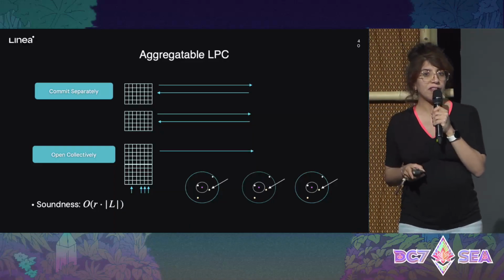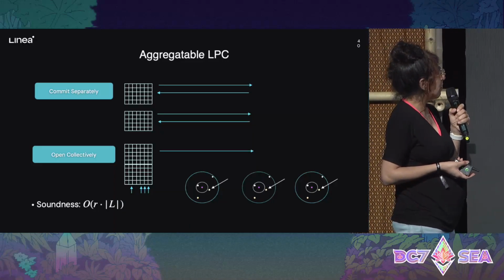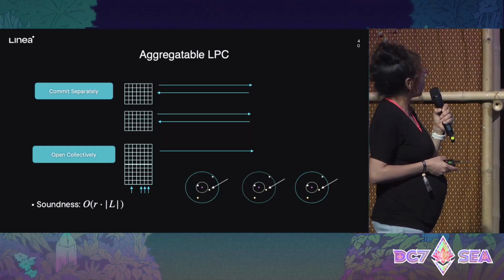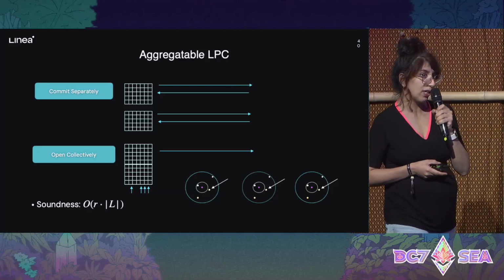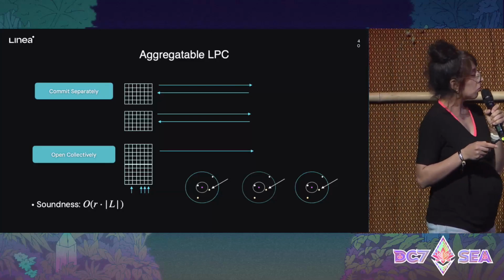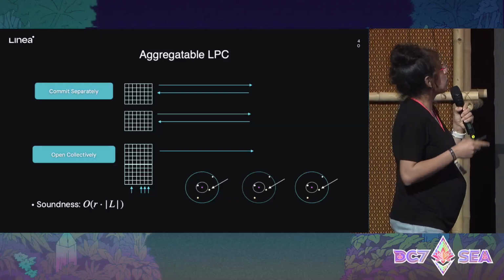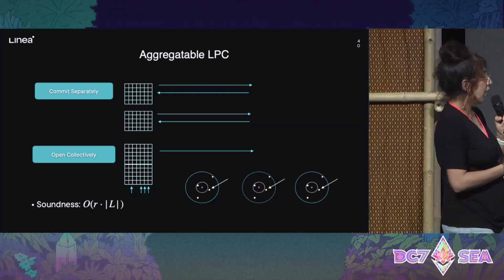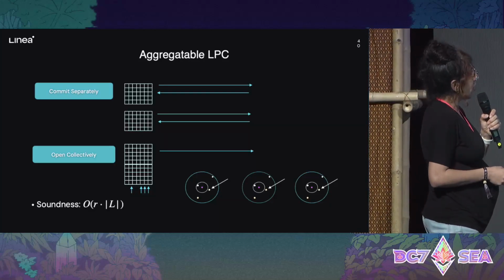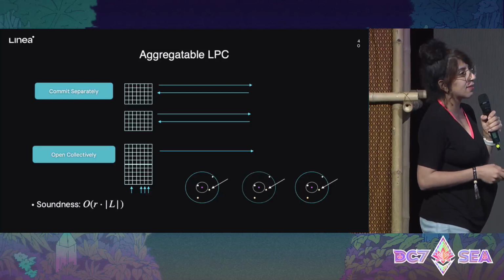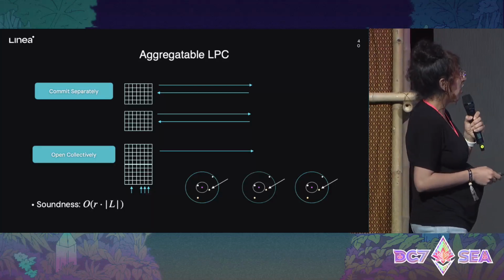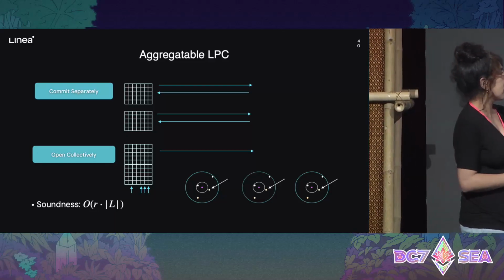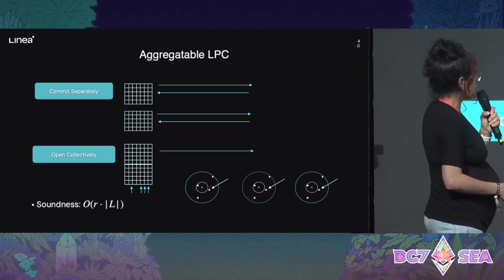But we have a trick for this, which we call commit separately and open collectively. I won't go into the theoretical details, but by this trick, we are able to force the prover to open all the polynomial commitments at the same position over the list, let's say. So for the first round, maybe he has choices, but for the other rounds, he doesn't have a choice, and he has to stick to the first choice.